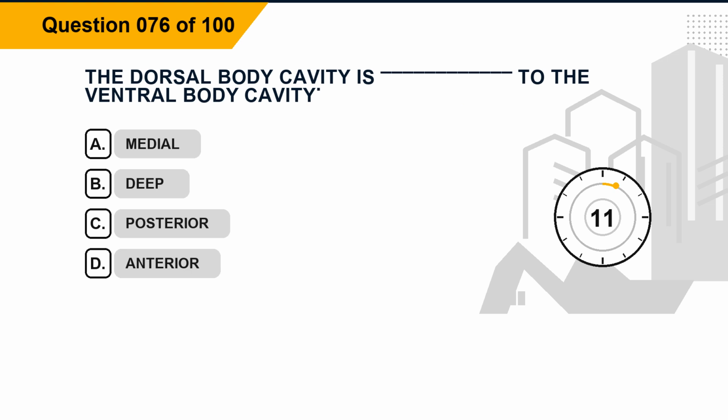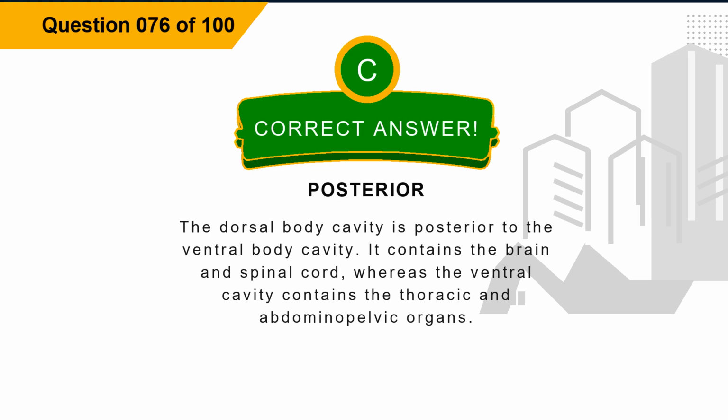Question 76. The dorsal body cavity is blank to the ventral body cavity. Option A, medial. Option B, deep. Option C, posterior. Option D, anterior. The correct answer is option C, posterior. Explanation: the dorsal body cavity is posterior to the ventral body cavity. It contains the brain and spinal cord, whereas the ventral cavity contains the thoracic and abdominopelvic organs.